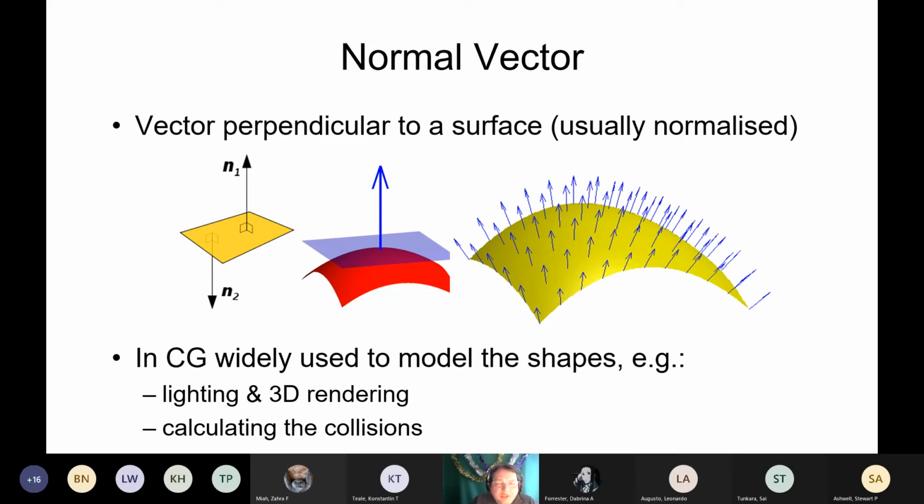In computer graphics, it is widely used for lighting and calculating collisions. An example of a normal vector you will see in this revision presentation in one of the final slides.